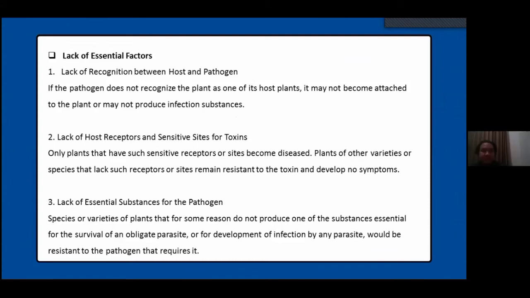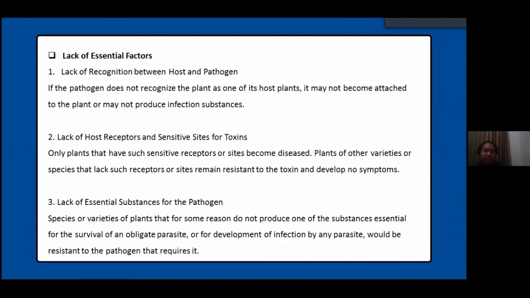A lack of essential factors. First, lack of recognition between host and pathogen. If the pathogen does not recognize the plant as one of its hosts, it may not become attached to the plant or may not produce infection substance.